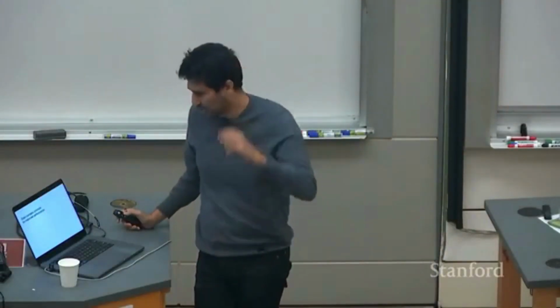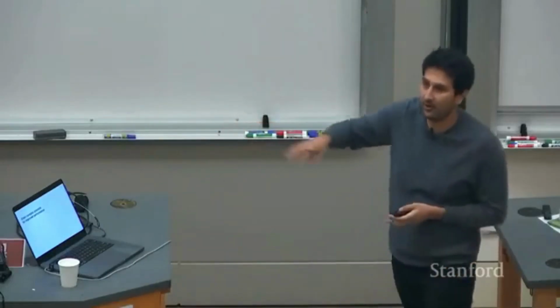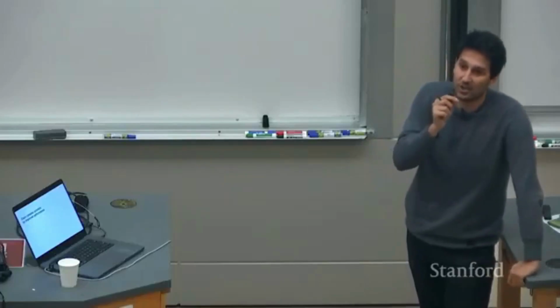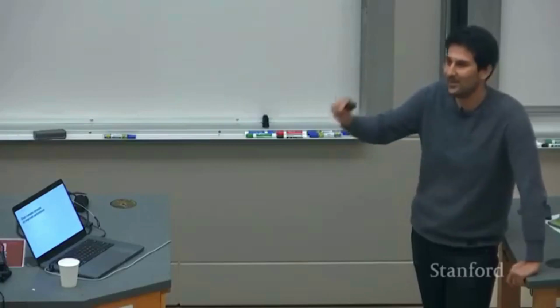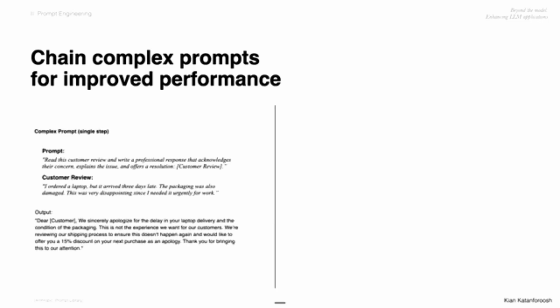Let's move on to chaining. Chaining is the most popular technique out of everything we've seen so far in prompt engineering. It's not chain of thought. Chain of thought, as we've seen, is think step by step, step 1, step 2, step 3, do not skip any step. This is different. This is chaining complex prompts to improve performance. And this is what it looks like.